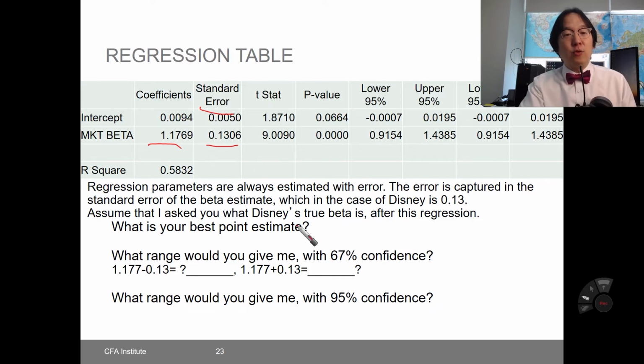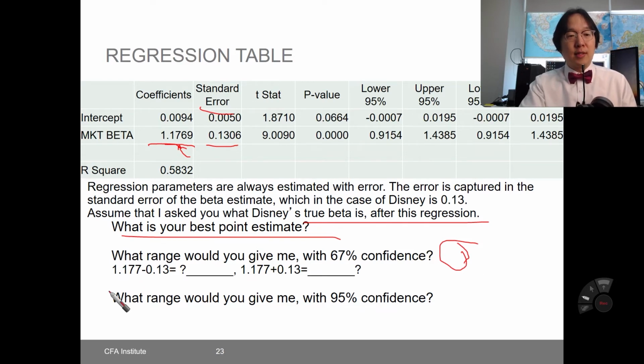Which in the case of Disney is 0.13. Assume that I ask you what Disney's true beta is after this regression. What is your best point estimate? Well, the point estimate of true beta, well, that's this guy, 1.17. And what range would you give me with 67% confidence? That means one standard error plus and minus, right? So 1.17, that's sample beta hat, and then minus 1 standard error, and plus 1 standard error.